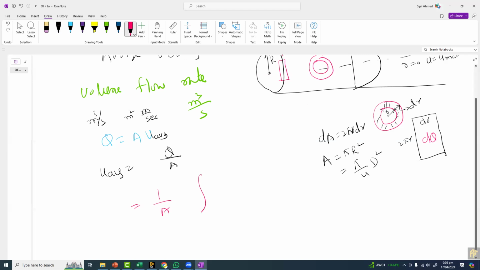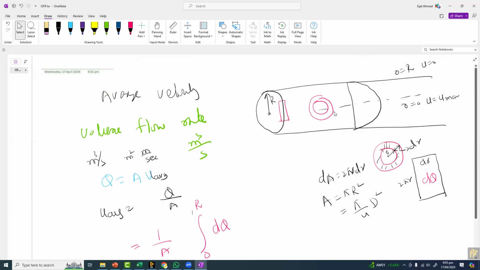And if I integrate this dq from 0 to R for the full radius, this small elemental volume flow rate, if I integrate it from 0 to R, I will get again the capital Q. That is the flow rate going through the whole pipe.